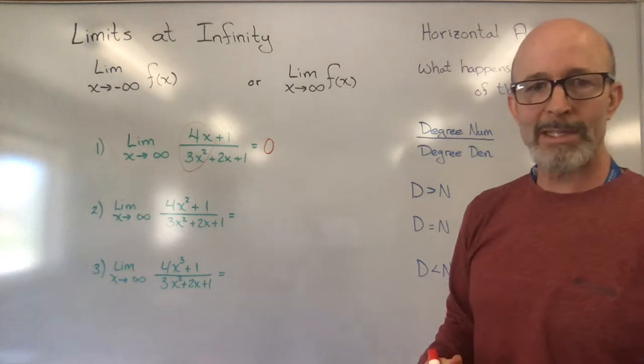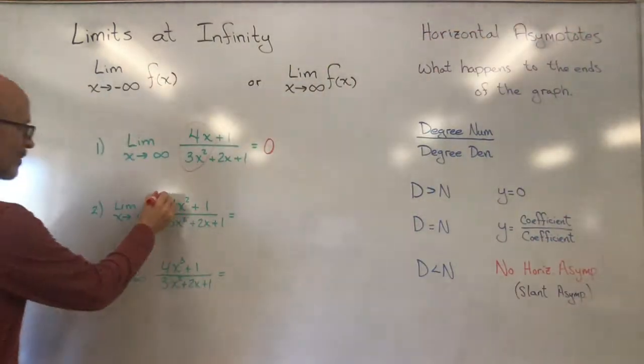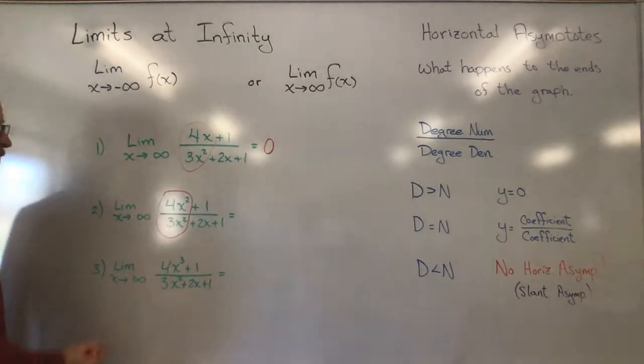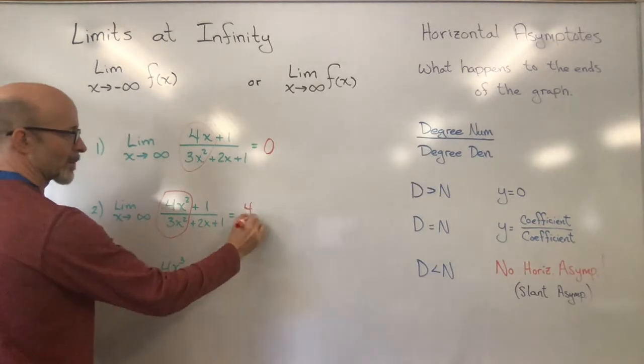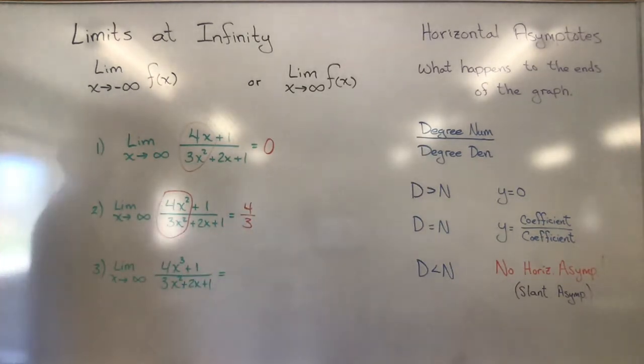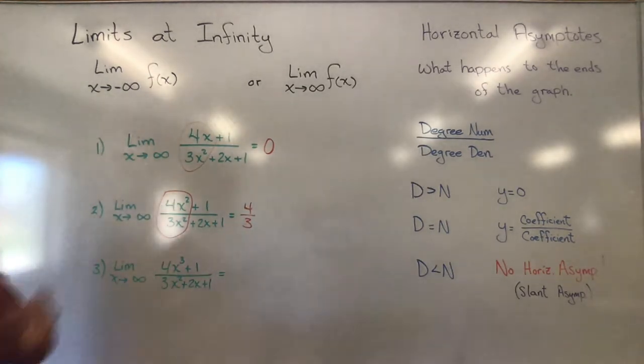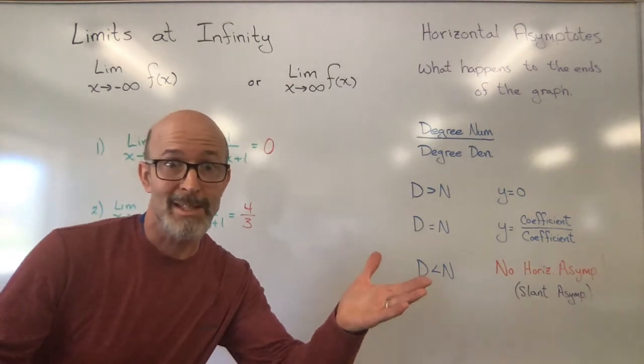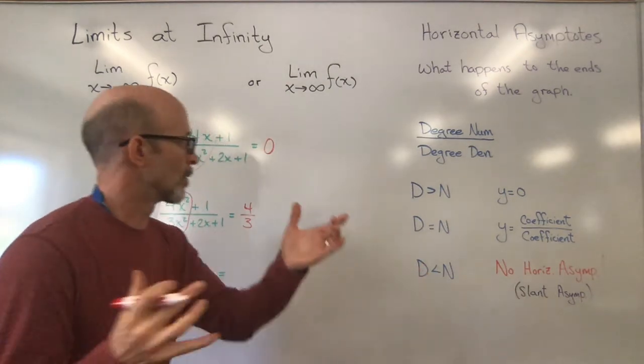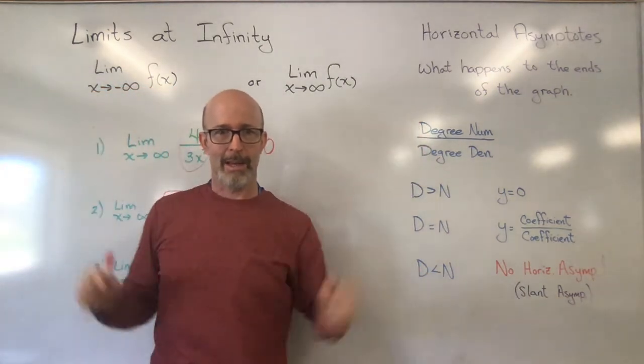For the next example, once again, we're going to look at the highest degree terms. And when we simplify 4x squared over 3x squared, we have a horizontal asymptote. No, I mean a limit as x approaches infinity. Or are they the same thing?